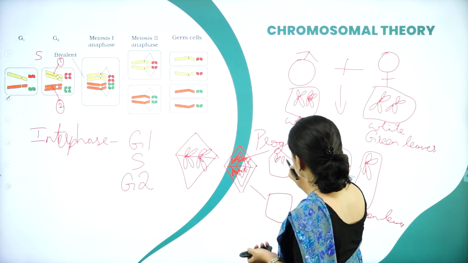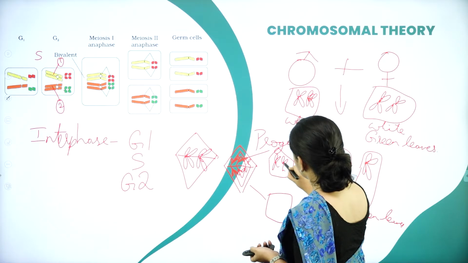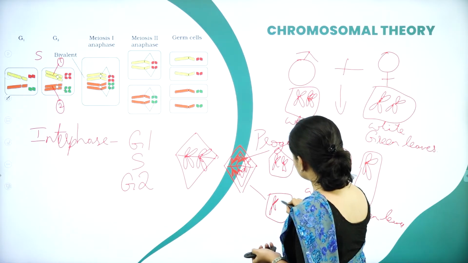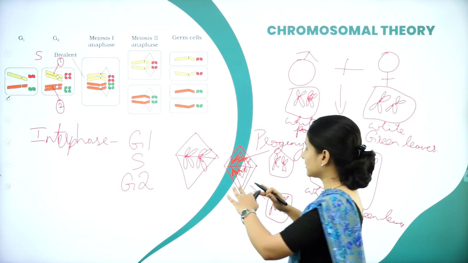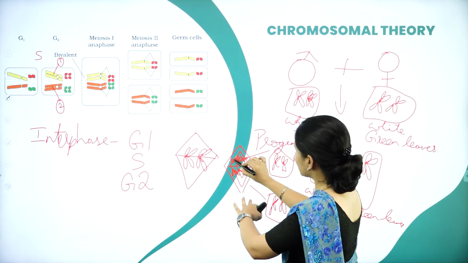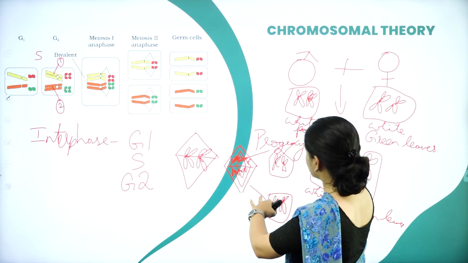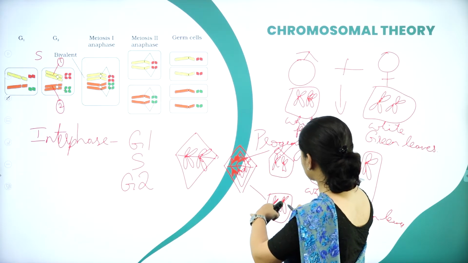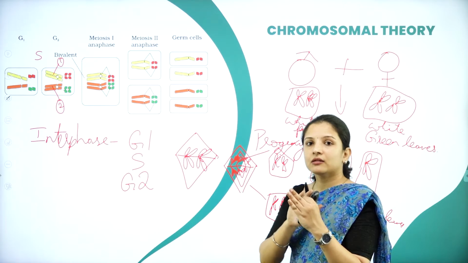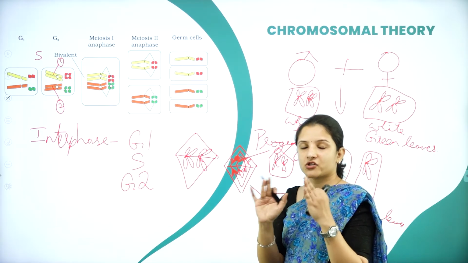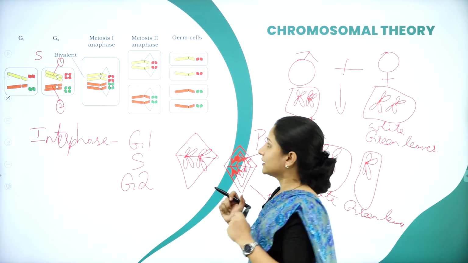Here the chromosomes will separate like this. This is nothing but independent assortment. Whatever genes are carried by the chromosomes will get expressed separately. That is the chromosomal theory, wherein the assortment, or the segregation, of characters is taking place.